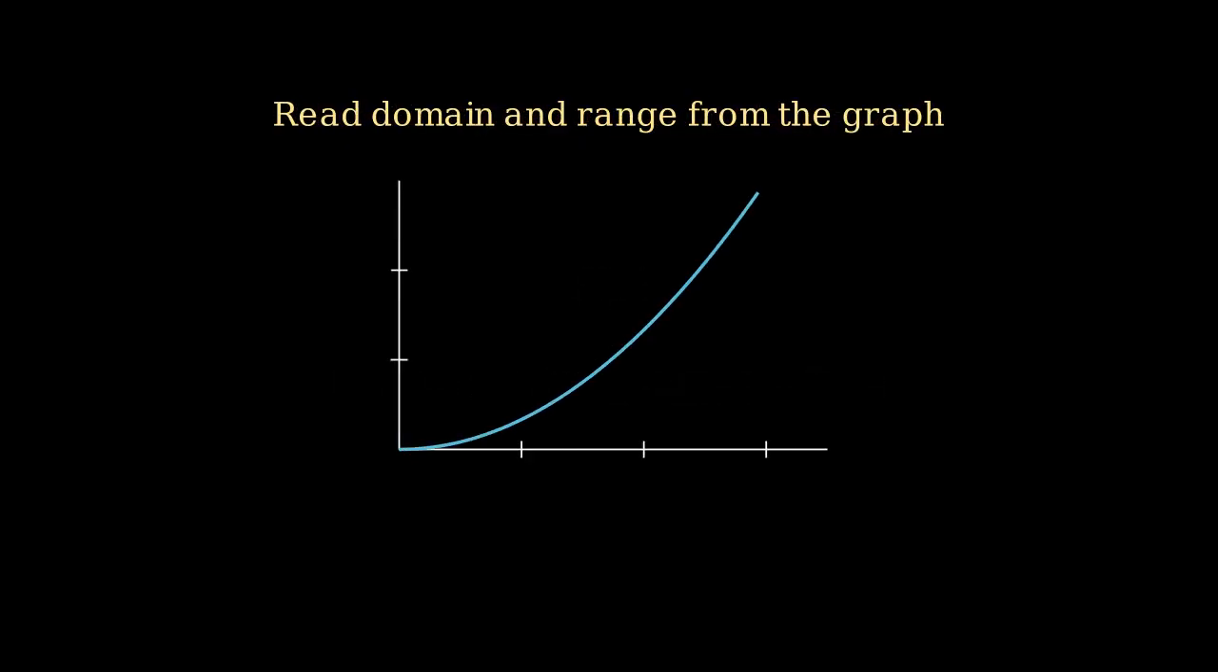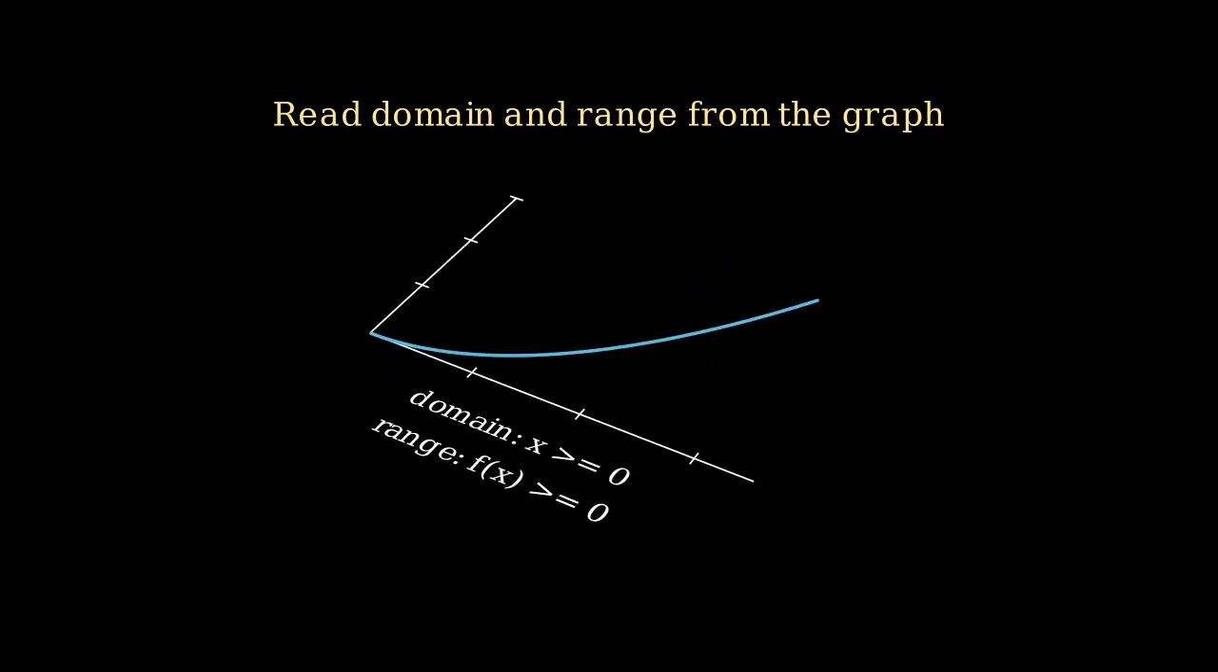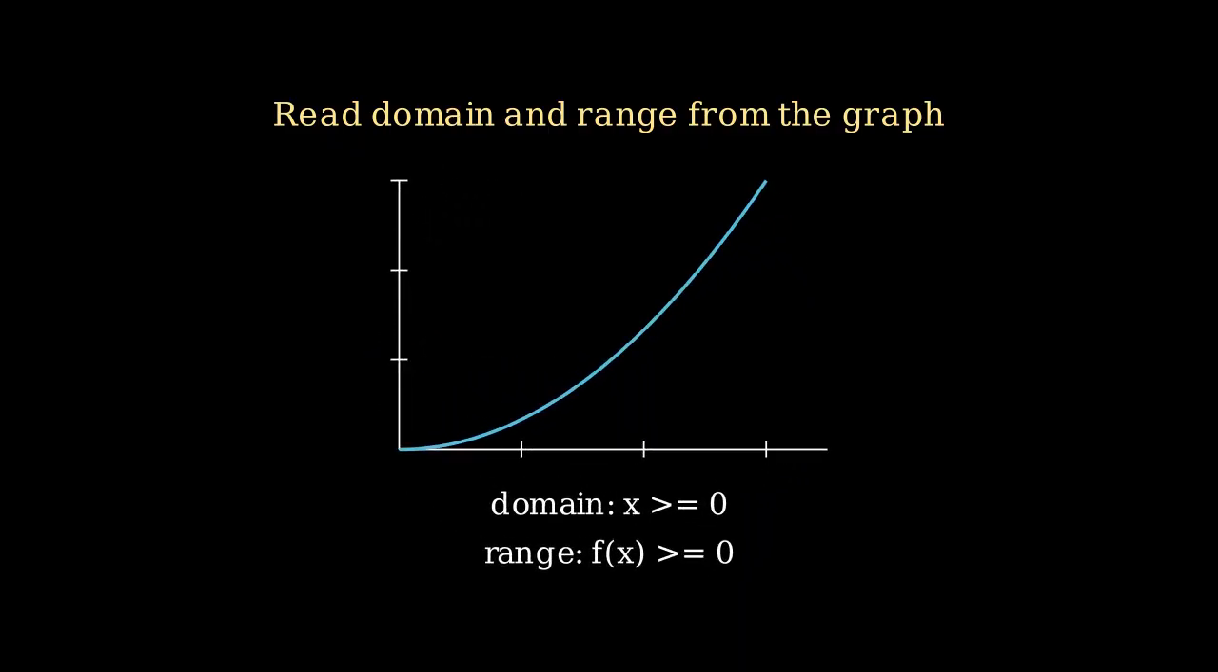Take f(x) = x² for x ≥ 0. On the graph, the domain is read along the horizontal axis. Here it is x ≥ 0, and the range is read along the vertical axis. Here it is f(x) ≥ 0, since the curve never dips below 0.